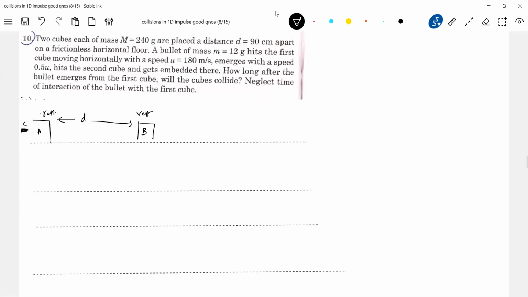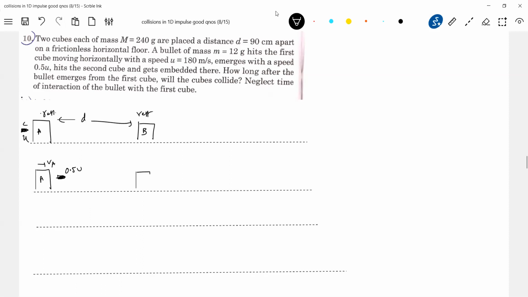Now the bullet will pass through block A according to the data given. And look at this: neglect the time of interaction of the bullet with the first cube. What that means is the distance moved by block A in that interval of time should be very small. So block A stays there only, and the bullet will emerge out with some speed, given as 0.5 of what it was earlier, u. And the block will have velocity vA.